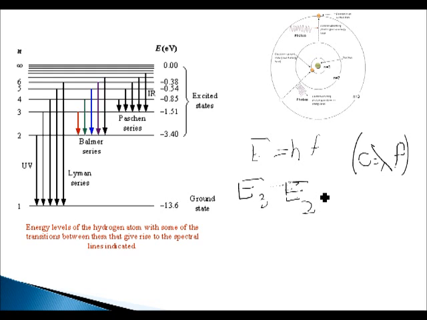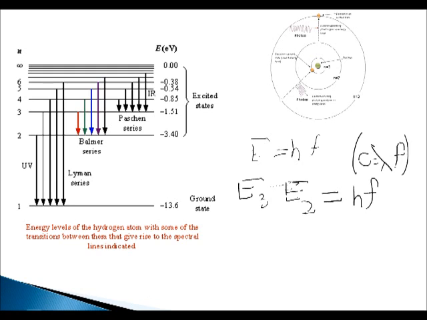I apologize for the poor writing. I seem to be having some difficulties with my pad. So this is equal to hf. If you rearrange this for frequency, you can find it in terms of wavelength. So you just put in these two numbers, which are minus 1.51 and minus 3.4, and you can just solve for the wavelength. So that's how you find frequencies of light.